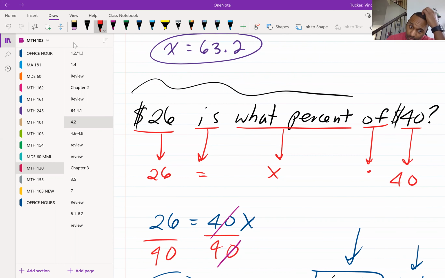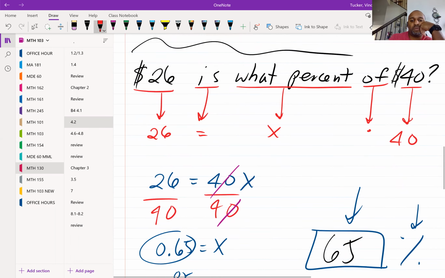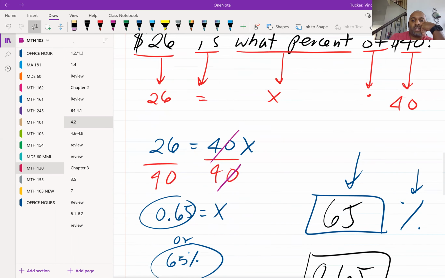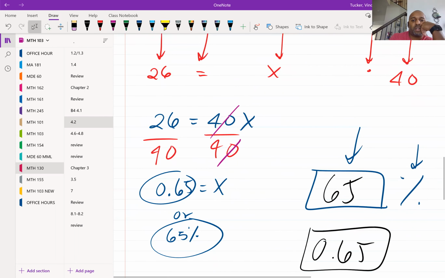Divide both sides by 40, because we want to get X by itself. And that'll give us 0.65 or 65%. Make sure you watch how MathLab asks you for this answer. So when you divide 26 by 40, you're going to get 0.65. But if they want the answer in percent form, you've got to convert it by multiplying, moving your decimal 2 places to the right.